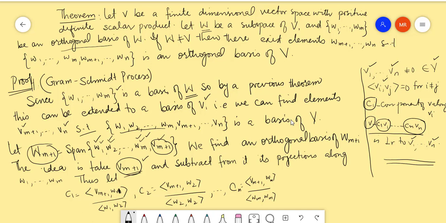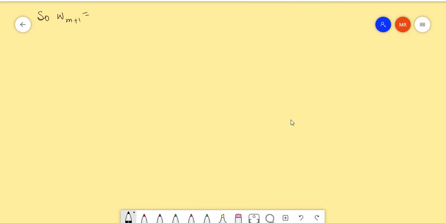So for that, let c1 be the component of vm+1 along w1. c2 is the component of vm+1 along w2, given by this expression. And cm is the component of vm+1 along wm, given by this expression. And hence, we construct a new vector wm+1 as vm+1 minus c1w1 minus c2w2 minus ... minus cmwm. And now wm+1 is perpendicular to w1 up to wm.